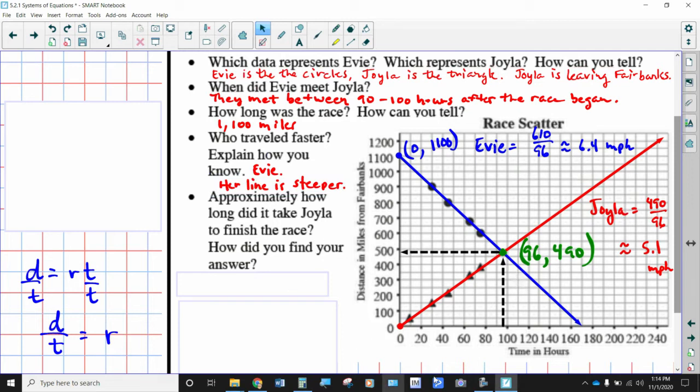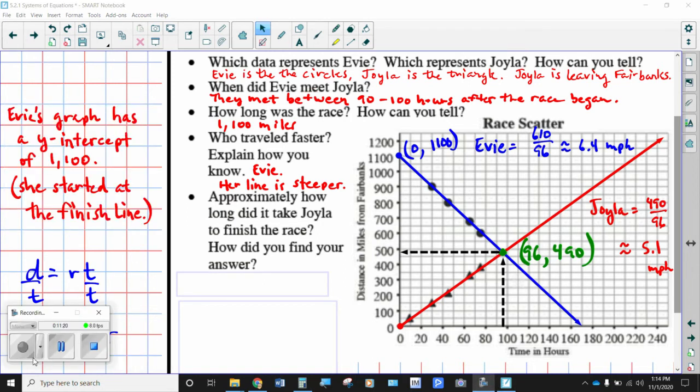Okay? Hold on for a second. Let me check something. Okay, I just realized that I had written some information here that was the justification for how you could tell that Evie's graph has a y-intercept of 1,100. She started at the finish line, so that's how you can tell how long the race was. All right, so approximately how long did it take Joyla to finish the race? How are we going to figure this out?